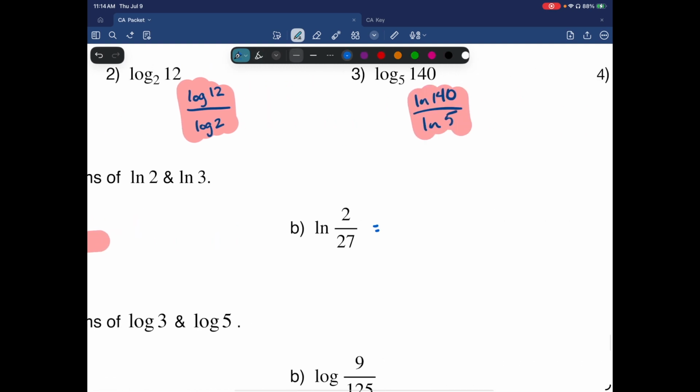All right, here you have ln of 2 over 3 cubed. And since this is dividing, I can separate this with subtraction. ln of 2 minus ln of 3 cubed. All right, but I don't really want that power there, so I'm going to use the power property and bring it down. So this would be ln 2 minus 3 ln 3. And so that is a different way of writing it.